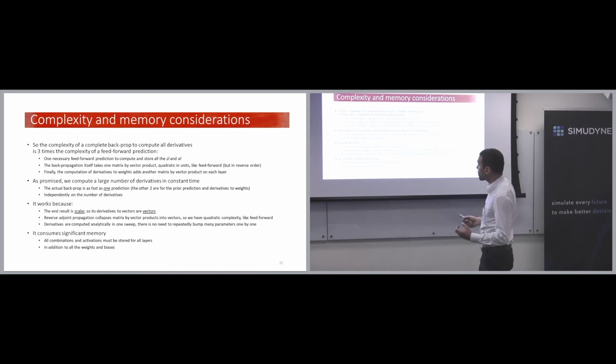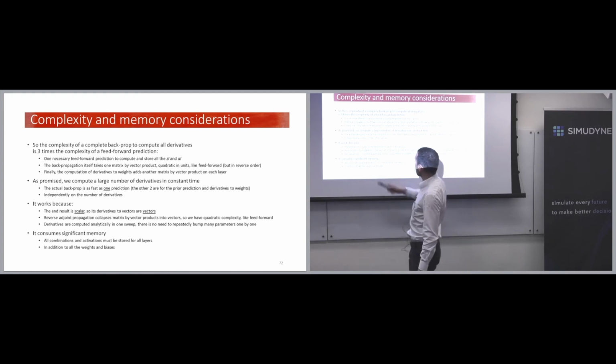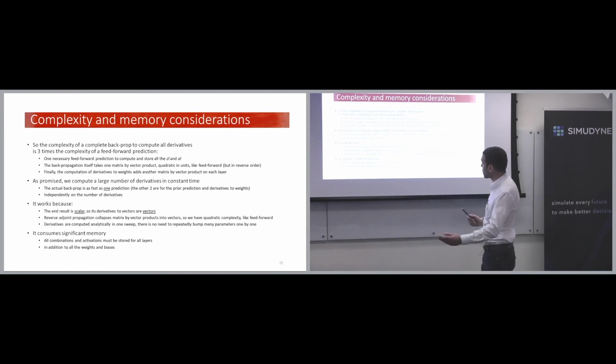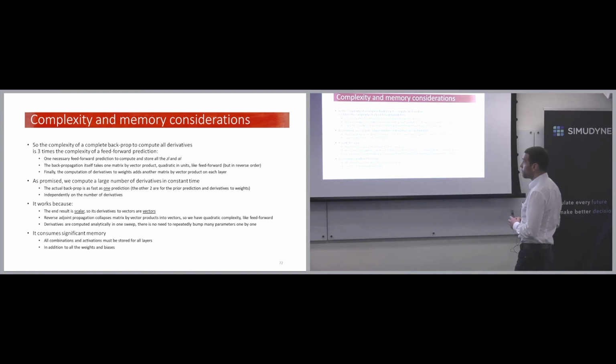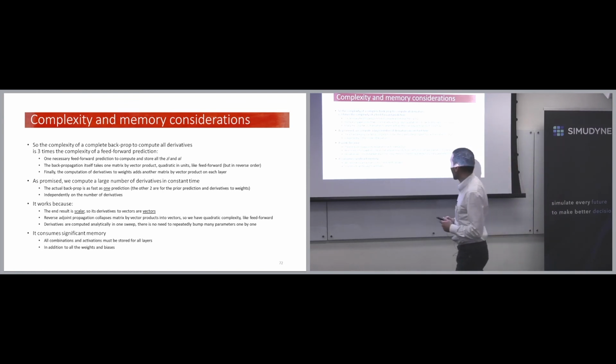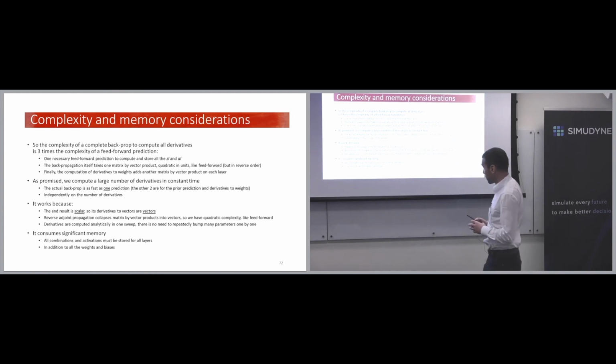And finally, to translate the derivatives to activations into the derivatives to weights, which is what you need, that adds another matrix by vector product on each layer. So we can compute a large number of derivatives completely in constant time. The actual backprop is as fast as 1 prediction. The other 2 are for the prior prediction and translation into derivatives to weights. And that's completely independent of the number of derivatives we want.